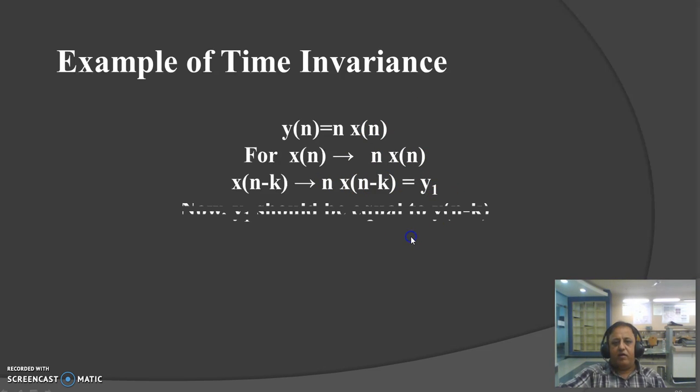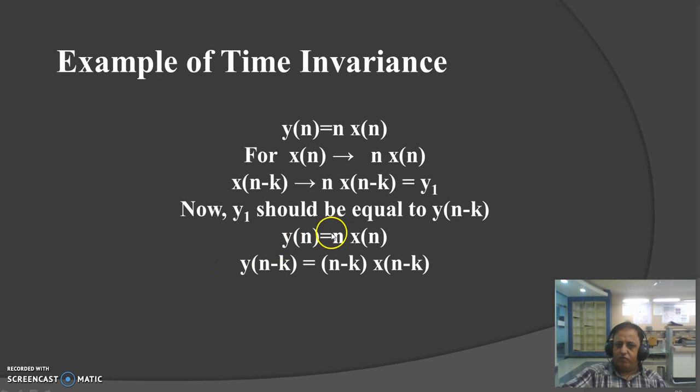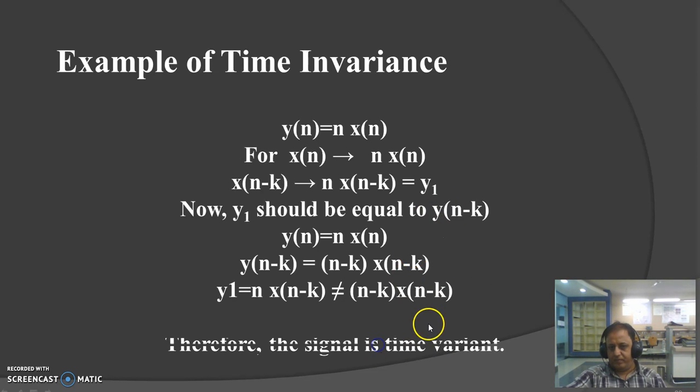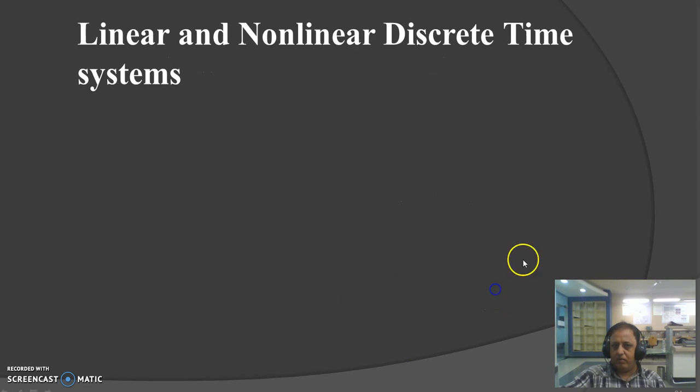Now we have to calculate y[n minus k]. From y[n] equal to n x[n], replacing n with n minus k, you have n minus k here and n minus k here. Now we observe that y1 and y[n minus k] are different. Therefore this y[n] is a time variant system. Another example. This time we go to linear and non-linear discrete time systems.